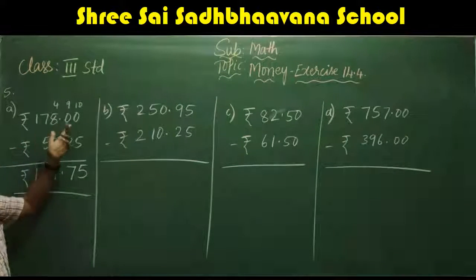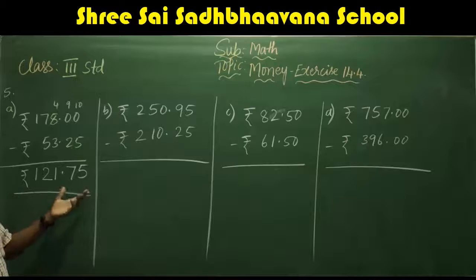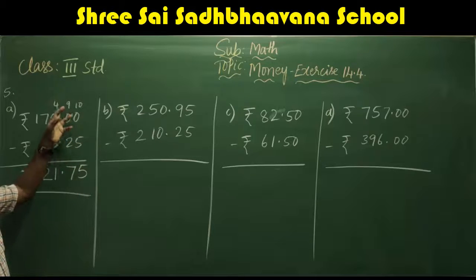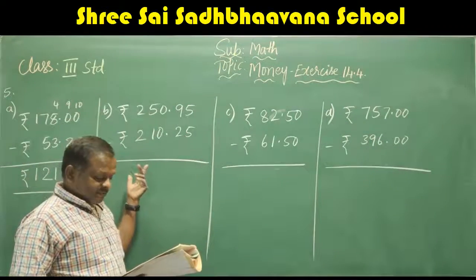Neeraj had rupees 175 with him. He gave rupees 53.25 to his brother. So what is the amount left with Neeraj? Subtract 10 minus 5, 5. 9 minus 2, 7. 4 minus 3, 1. 7 minus 5, 2. 1 as it is. So rupees 121.75 is left with Neeraj. Come to the third problem.